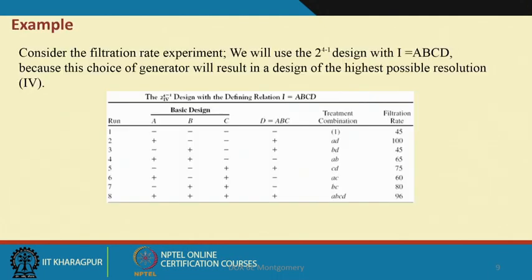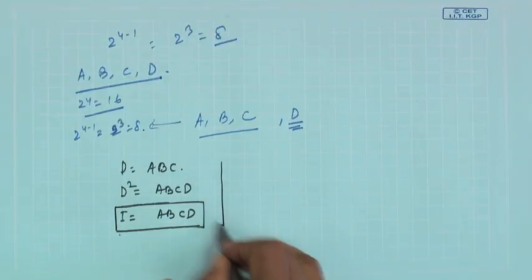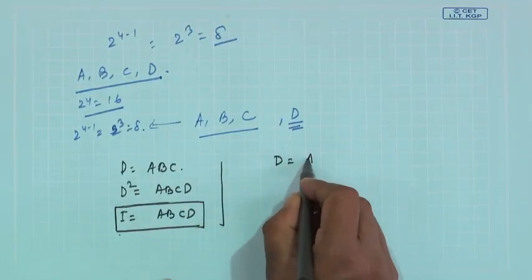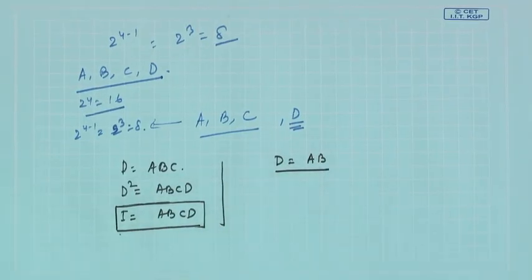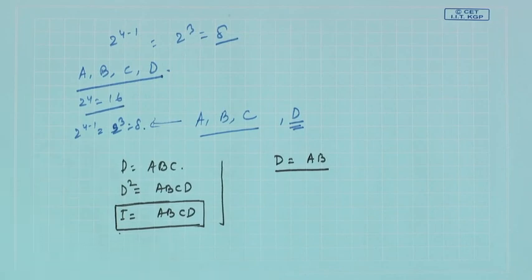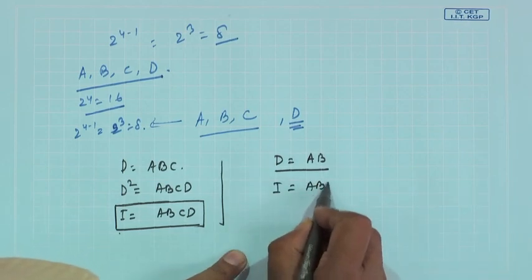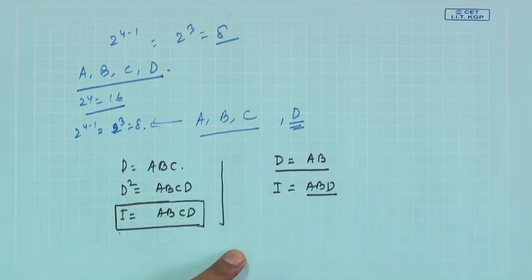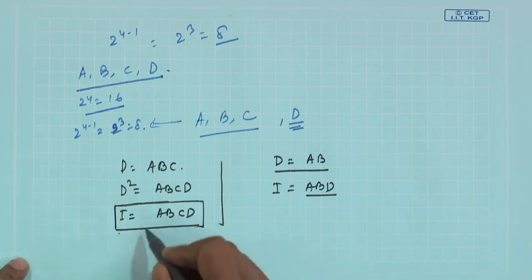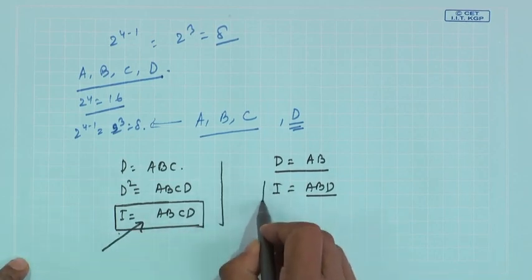Let me tell you one more thing. Suppose you do not, if you say D equal to AB here, what will happen? Then I equal to ABD. Please keep in mind the number of words in this relation. This is very important.